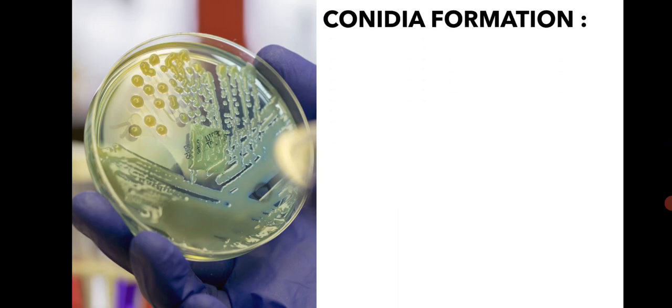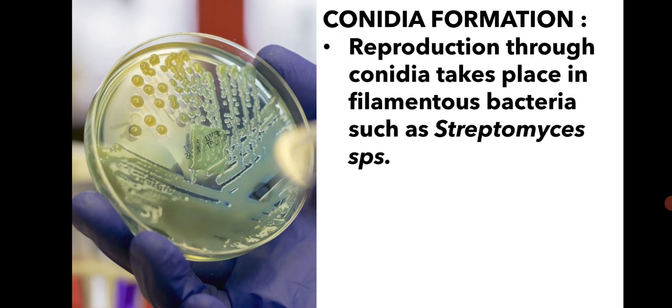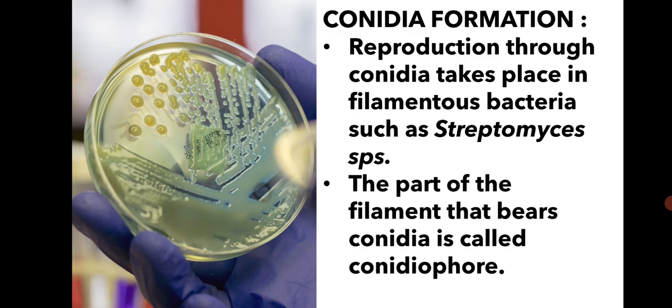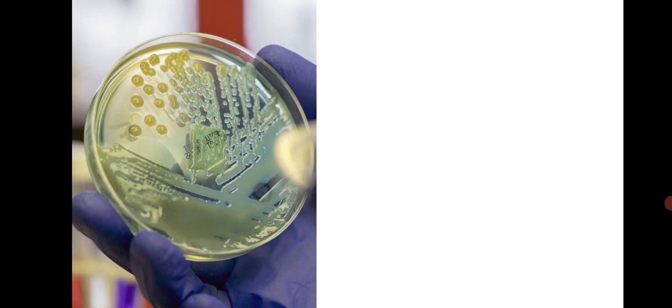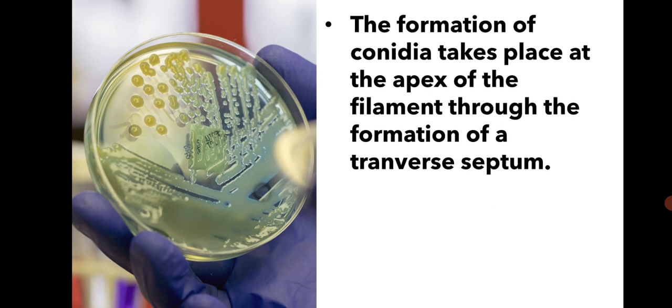Now next is conidia formation. This is one more type of reproduction, taking place through the formation of conidia, and it is found in filamentous bacteria such as Streptomyces. The part of the filament that bears conidia is called the conidiophore. The formation of conidia takes place at the apex of the filament through the formation of a septum.